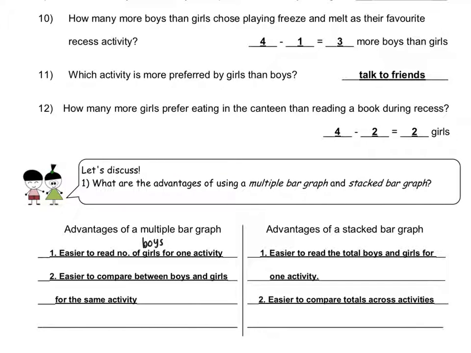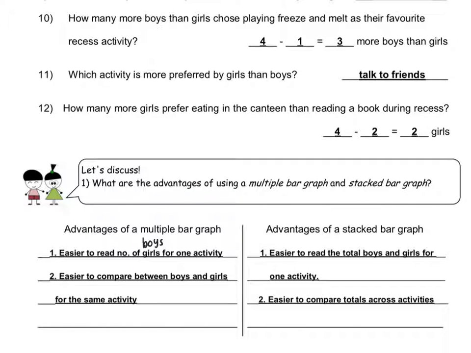Okay, for each activity, you can compare within the same activity, you can compare the boys, or even compare with the girls. This one also can. So the advantage of a stack bar graph is that you can see the total because it's stacked up together. It's easier to see the total. Both of them you can see the total, you can just add up, but the easier one is actually the stack bar graph, because it really stacks up to the total.